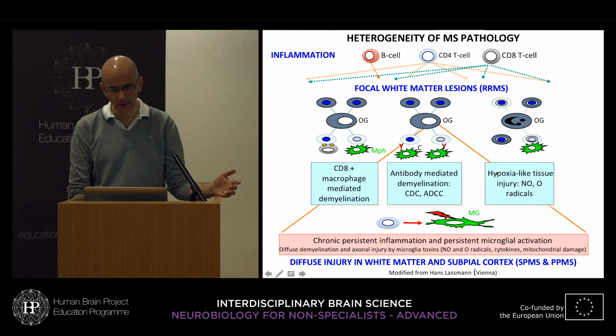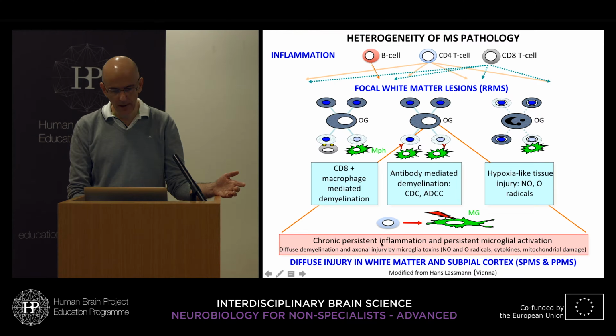MS pathology is quite heterogeneous, so in the early inflammatory stage you have an important role of cells of the peripheral immune system like B lymphocytes, CD4 and CD8 positive T cells, and at least 3 different patterns of demyelination have been described in focal white matter lesions. Some of them are dominated by cytotoxic T cells and macrophages, some of them by antibody-mediated demyelination and macrophages, and some of them by oxygen and nitric oxide radicals produced by macrophages, which lead to a hypoxia of oligodendrocytes.